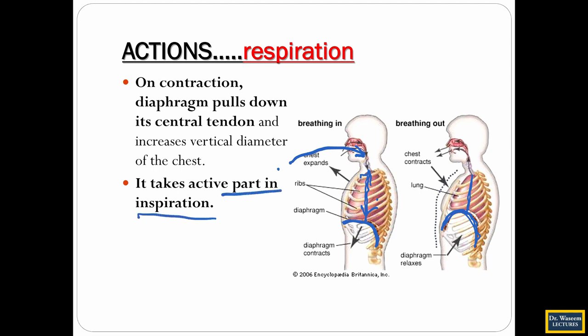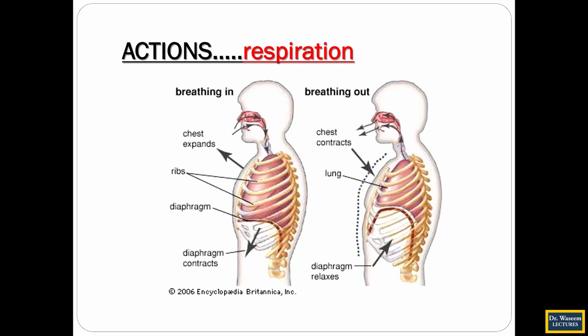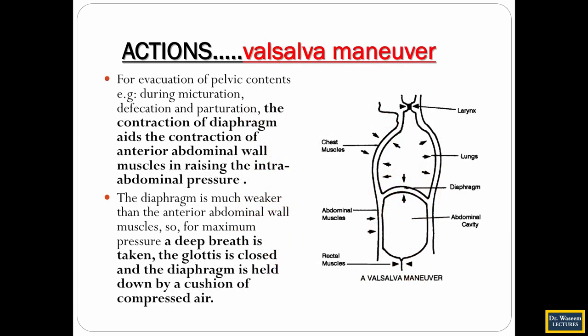So you have to contract your diaphragm under the order of the brain through the phrenic nerve. Both domes of the diaphragm will come down, so the vertical diameter will increase, and air will be entering inside. The central tendon of the diaphragm will be pushed downward due to the contraction of the diaphragm. And see, this is respiration.